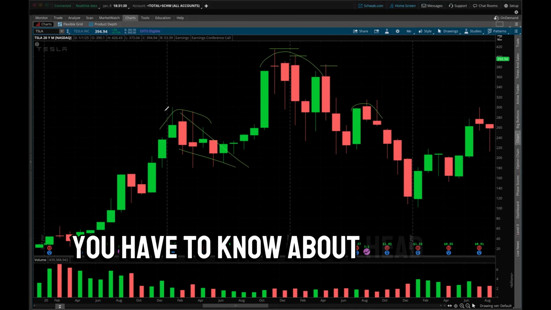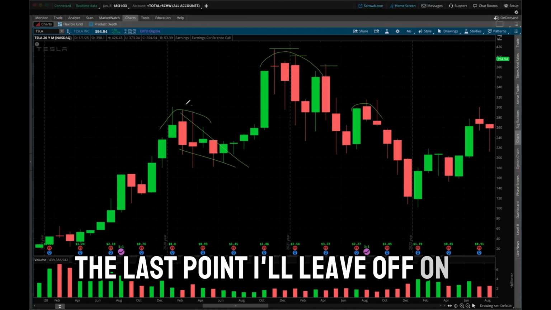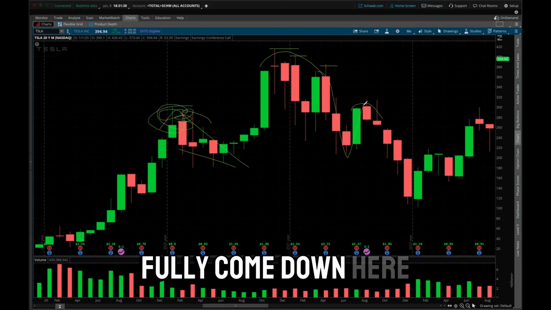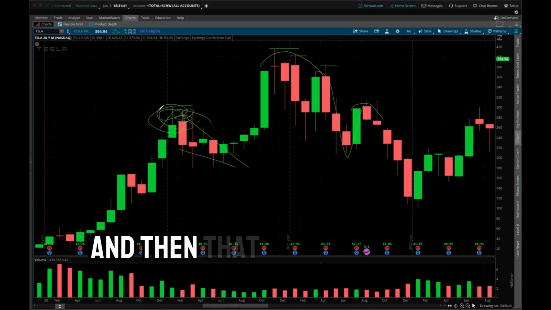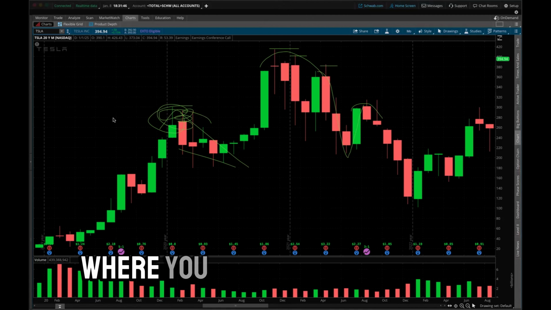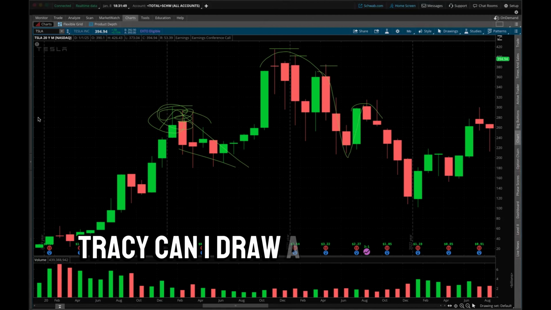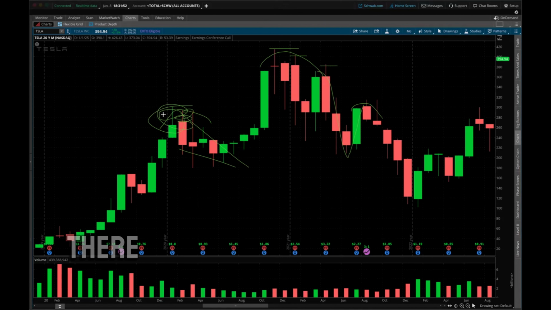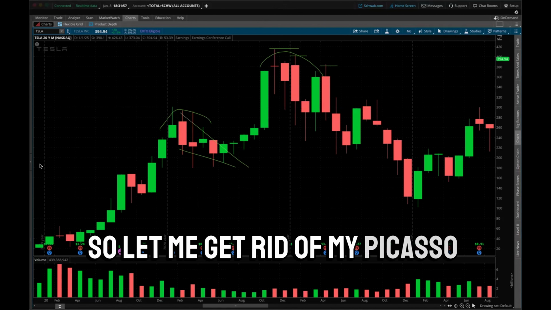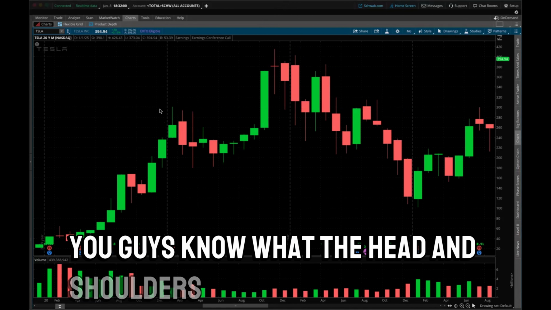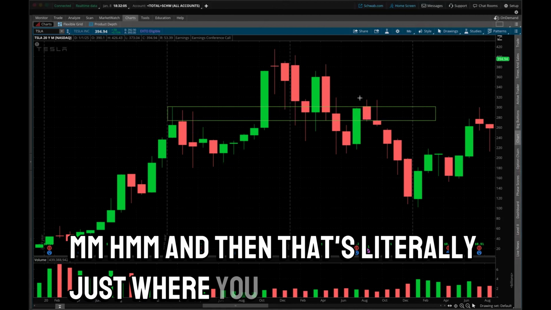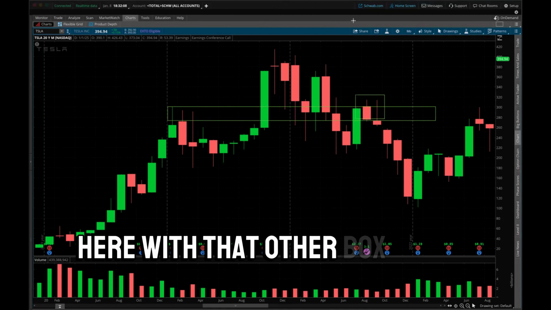Basically, the biggest thing you have to know about head and shoulders, the last point I'll leave off on, is just look at that left shoulder after you've confirmed that the head has fully come down here. Watch it bounce back up, and that is where you're going to kind of see where you should short next. I'm trying to see, can I draw a straight line here? There. So this kind of shoulder on the left side. So let me get rid of my Picasso there. You guys know what the head and shoulders looks like. So here's the zone. And then that's literally just where you would short it here with that other box on the right.